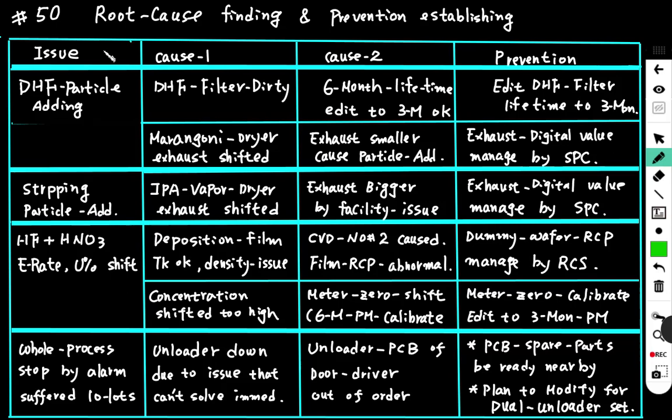This is the issue, and the root cause 1, root cause 2, and the prevention action. For example, DHF tank particle abnormal adding issue. For this issue we found root cause 1 and 2.